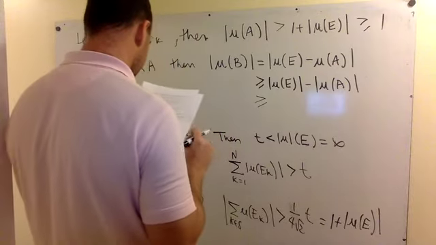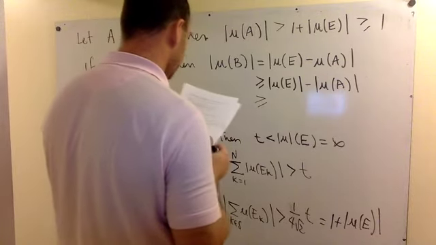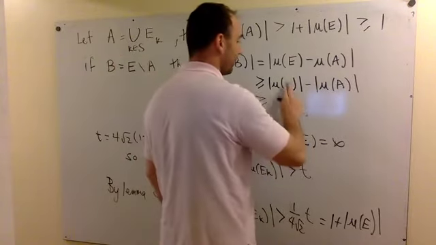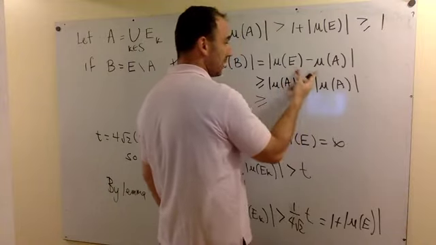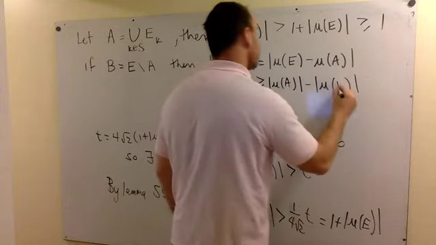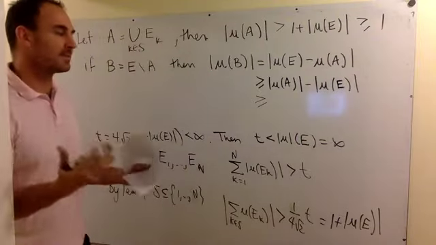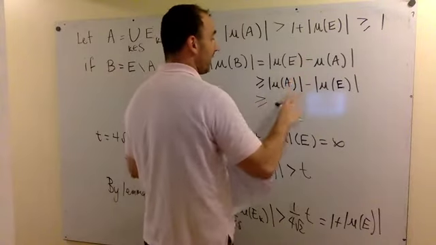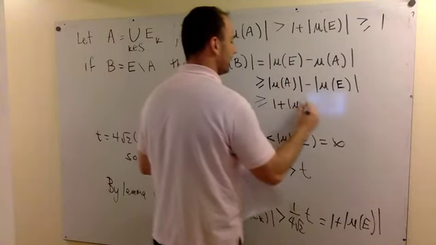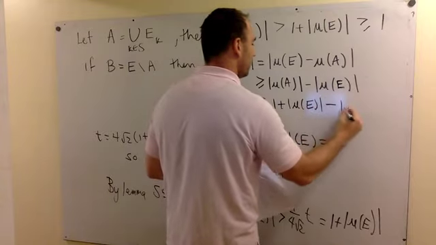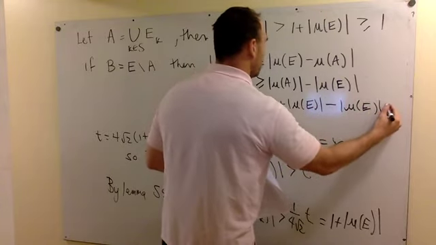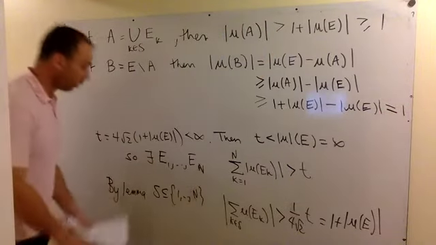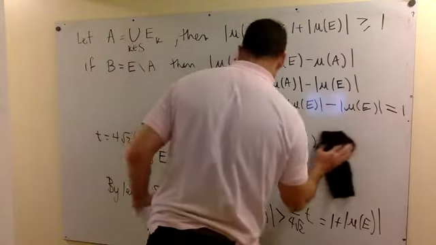greater than, so I'm going to do something really weird here. Made a mistake. Actually, I can interchange these because it's got the absolute value around it. I can do that. This is the lack of monotonicity rearing its ugly head. And now here, this is greater than 1 plus mu of E minus mu of E, which is equal to 1. Okay, moral of the story is the following.